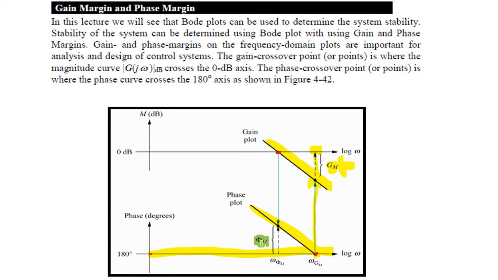For the phase margin here, we will look at the 0 dB here until the intersection at the magnitude plot here, go down here until it crosses the phase plot here. So from this point to 180, this is actually our phase margin. So that is how we get gain margin and phase margin.